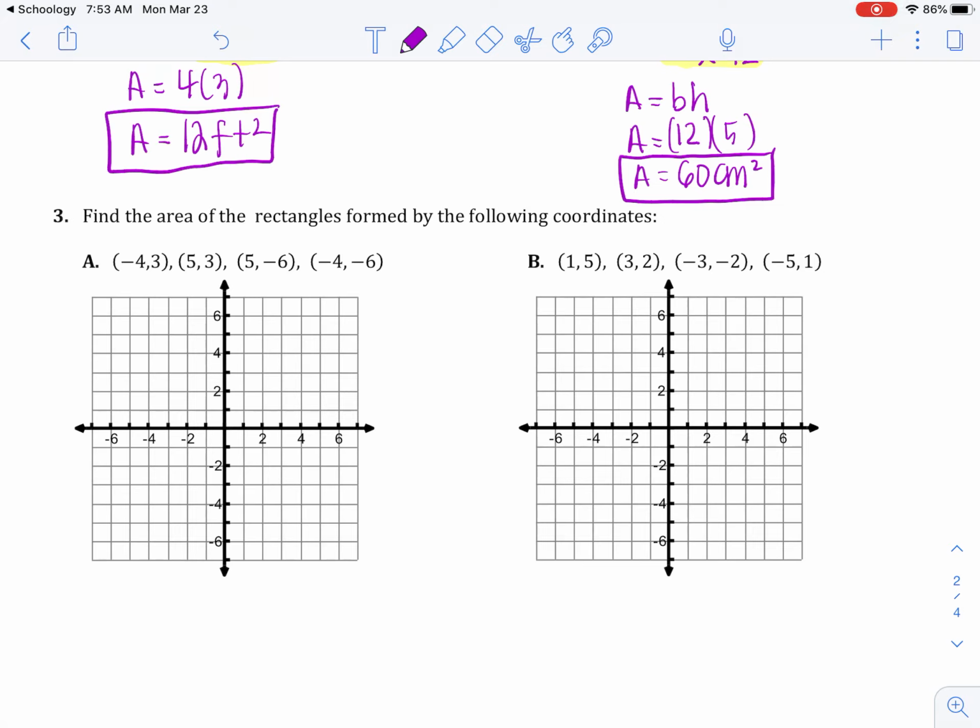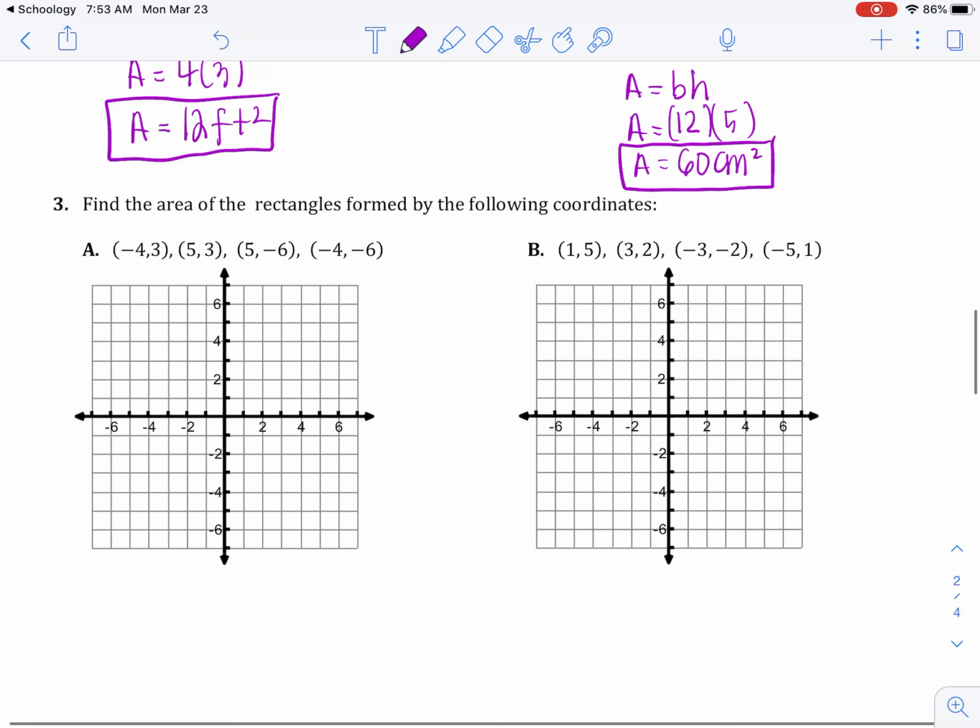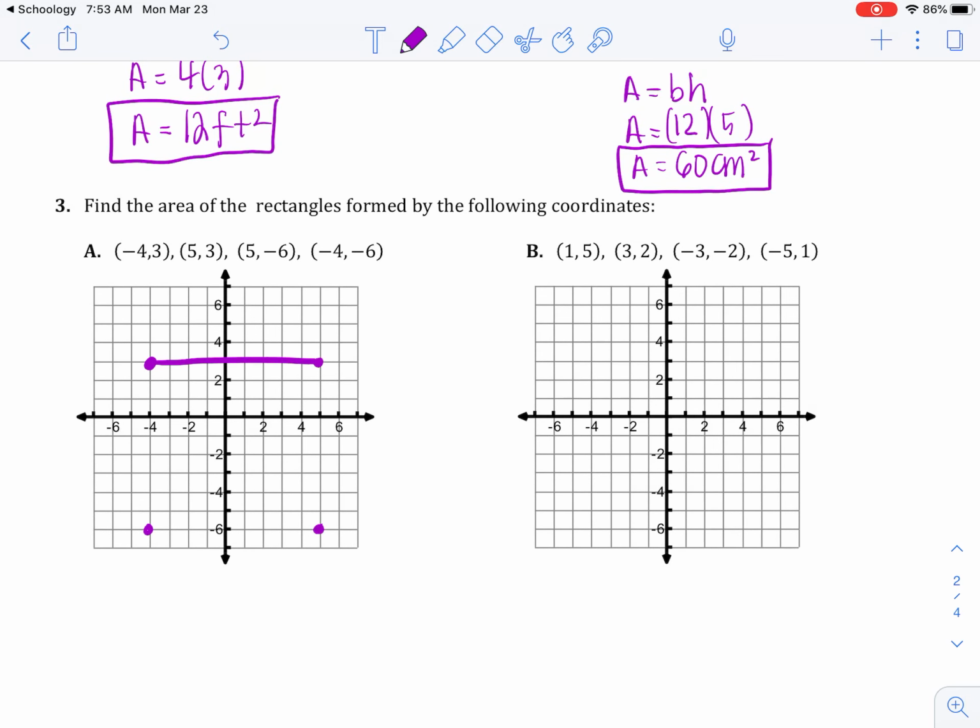All right, the next 2 are find the area of the rectangle, and it's given a coordinate plane. So first thing you're going to have to do is graph those points. So go ahead and pause the video and graph. Just go ahead and graph A and B. All right, so I'll start graphing them. -4, 3. 5, 3. 5, -6. And -4, -6.